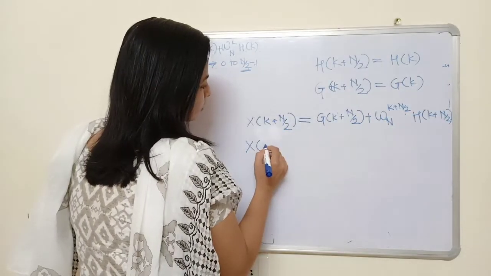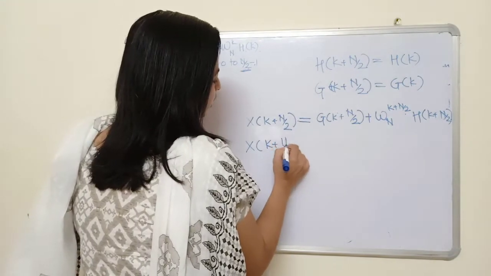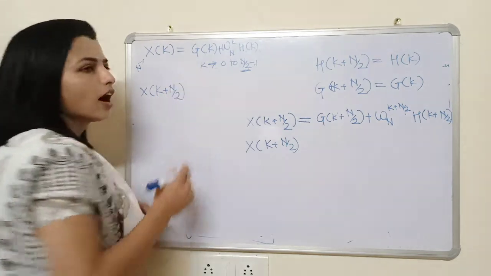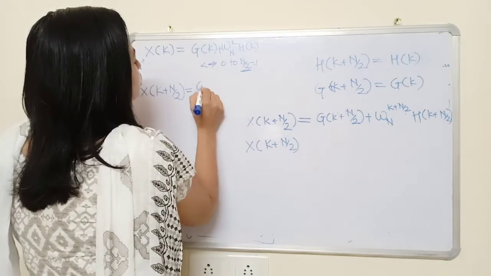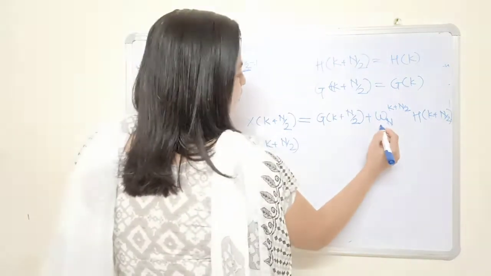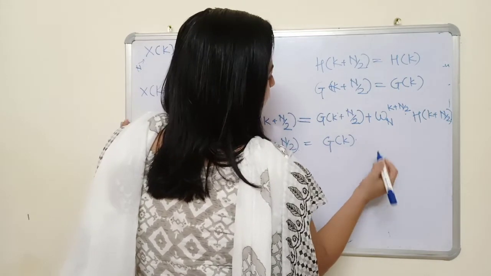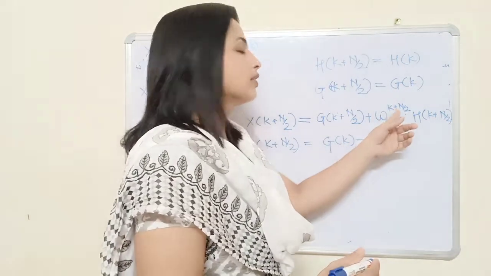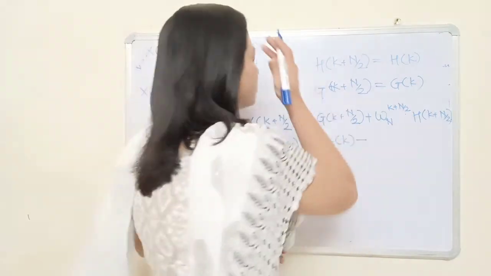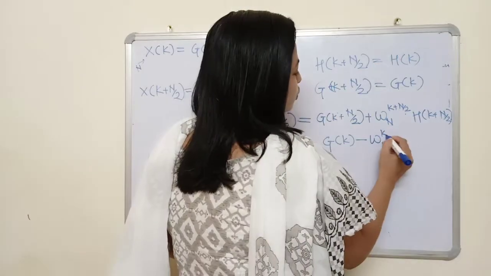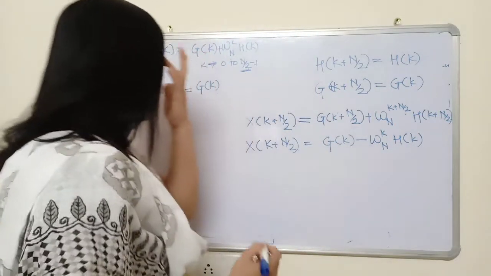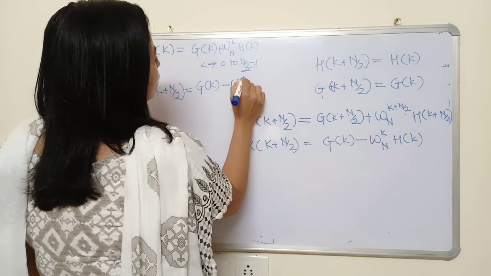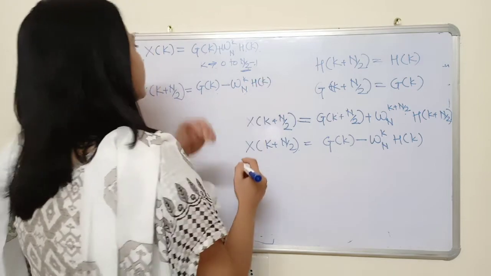Now we can write x of k plus n by 2, the remaining half number of points, is equal to g of k. At this point we'll use the symmetry property, so that the sign will get reversed for k plus n by 2. So we are traveling half number of points, so omega n raised to k h of k. The sign will be reversed in case of the second half number of points. So I'll write it here, h of k, like this.